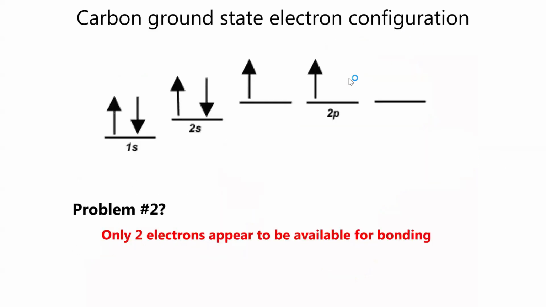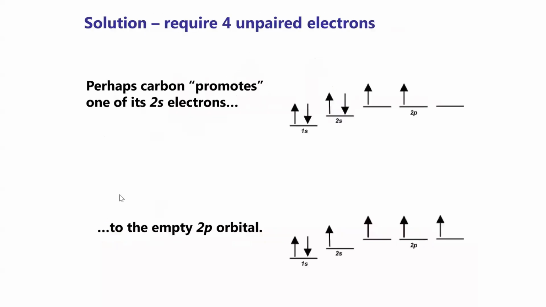So this is the carbon in the ground state, as I explained. We have 2 unpaired electrons here, which are involved in covalent bonding. So only 2 electrons appear to be available for bonding in this shape, as I explained earlier.